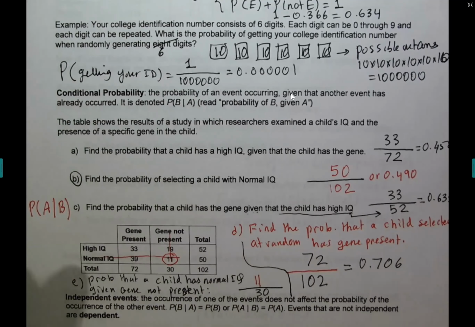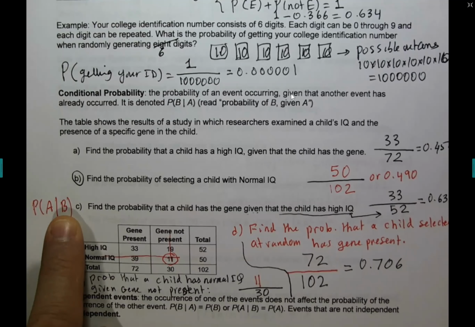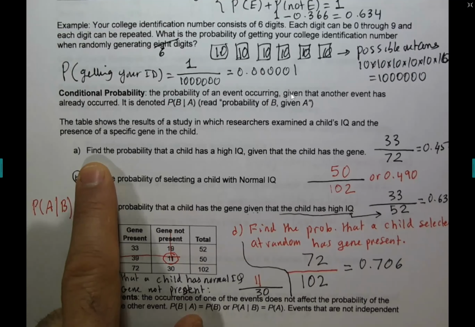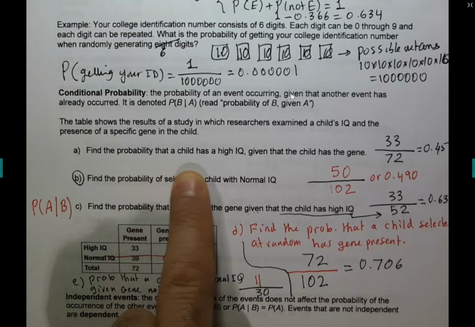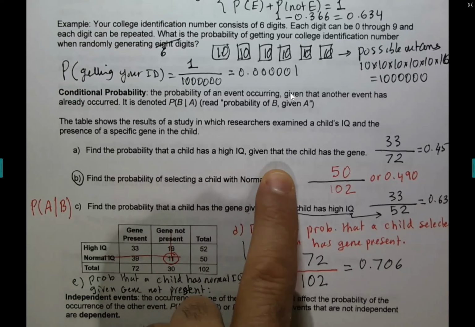And let me tell you what that means. The vertical line means given. So what's the probability of one event happens given that the second event happens at the same time? For example, if I look at A, guys, which one is A? Which one is B? What is the probability that the child has high IQ? This is A. Given that the child has a gene is B.